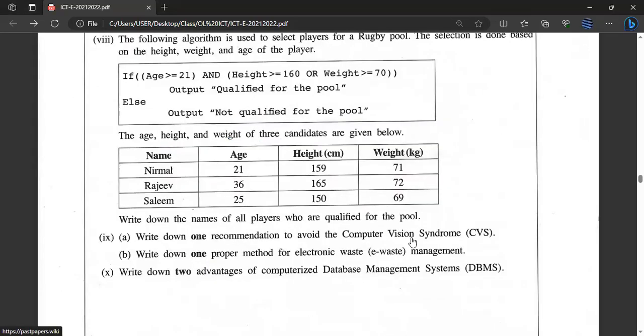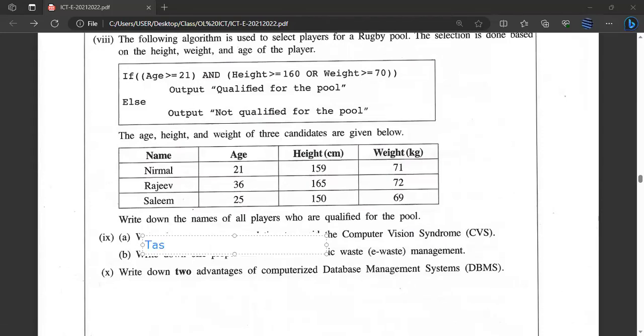Write one recommendation to avoid computer vision syndrome. So write down one recommendation to avoid the computer vision syndrome, CVS. So here we can say take regular breaks, right? Take regular breaks.